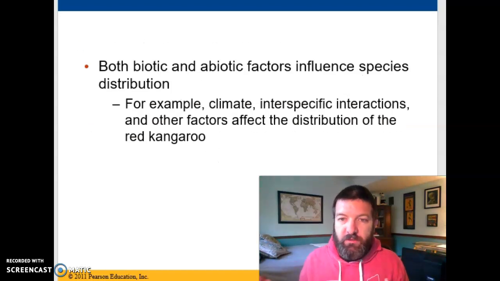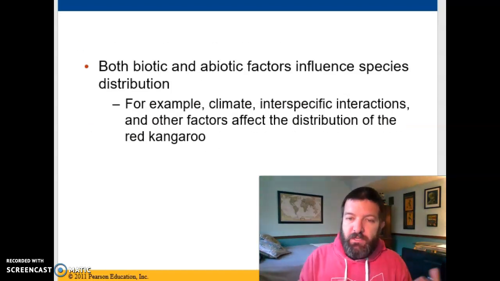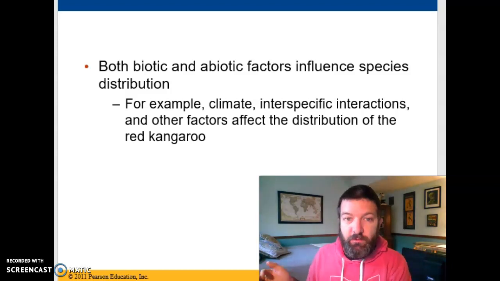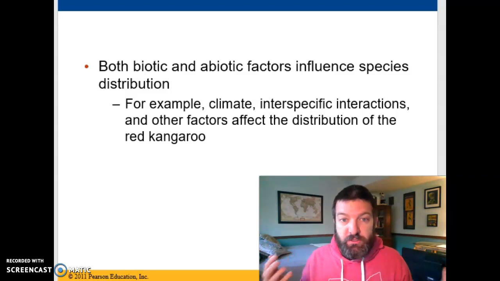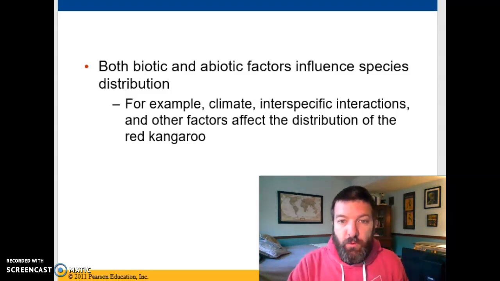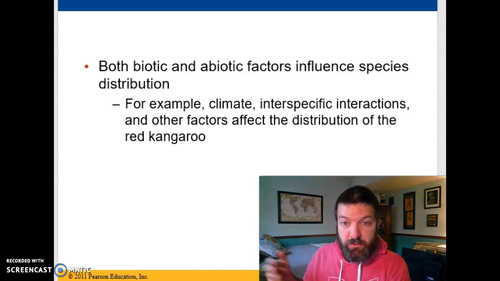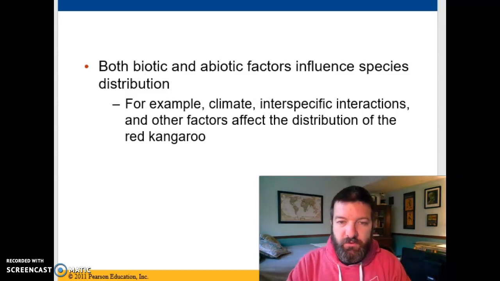So ecological interactions over time contribute to evolutionary change, and there are both biotic and abiotic factors that influence species distribution in an ecological way. So climate, interactions with other species, those are biotic, and all sorts of other things.